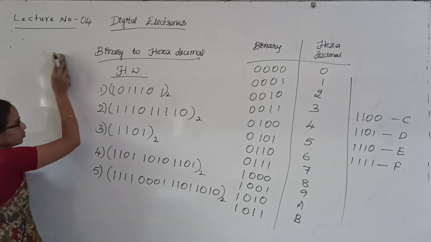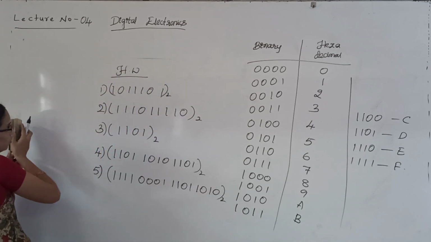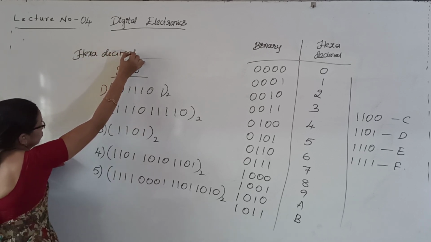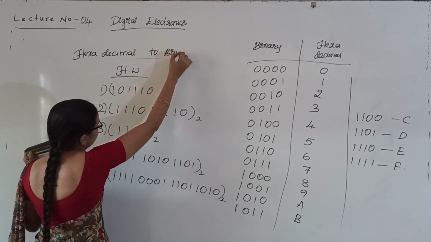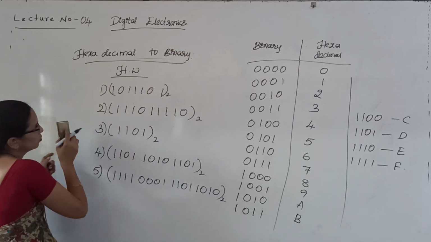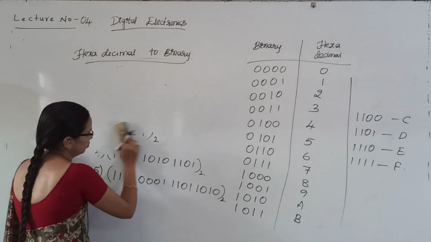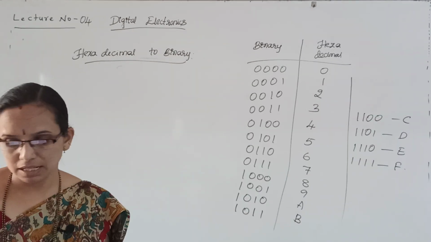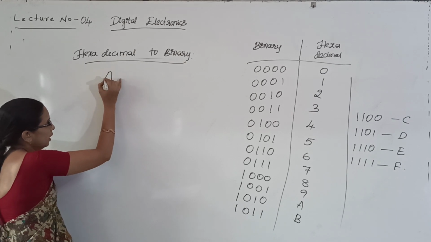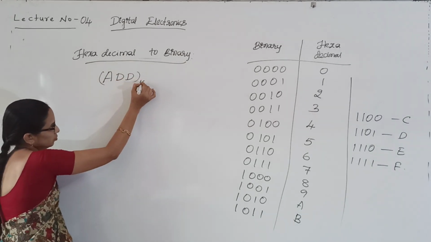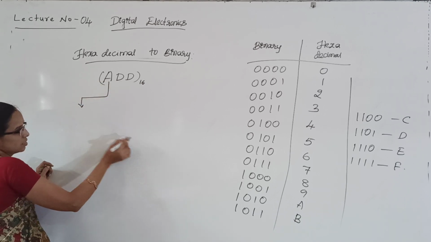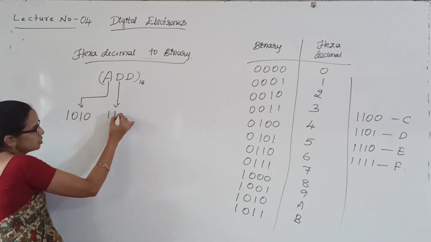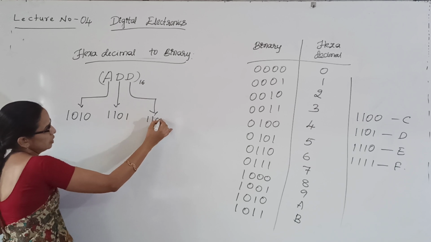The next one is hexadecimal to binary. In hexadecimal to binary, there is a problem. ADD I will take. A can be written as, you can see the table, 1010, and D can be written as 1101. Again one more D, 1101.